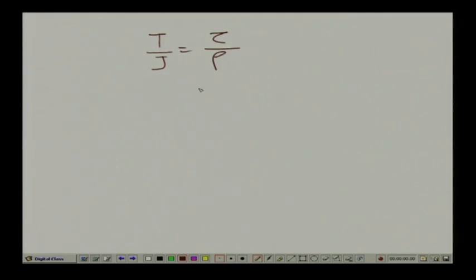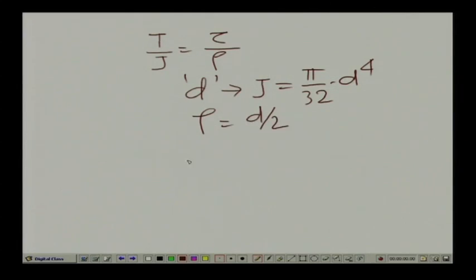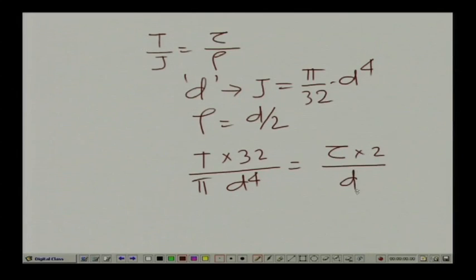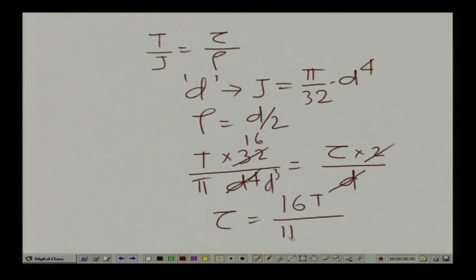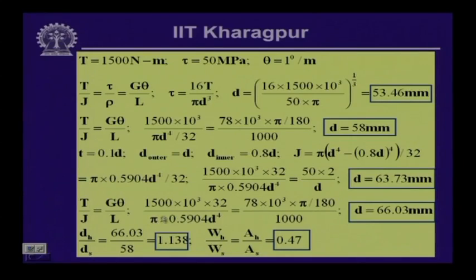Now, for a solid shaft of diameter d, J is equal to pi by 32 times d to the power 4 and rho is equal to d by 2. So, T times 32 by pi d to the power 4 is equal to tau times 2 by d. So, this d cancels, giving d cube. So, tau is equal to 16 T by pi d cube. This is the value of tau that we have looked into here.